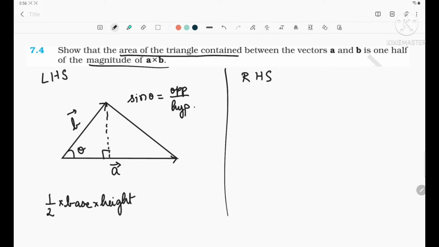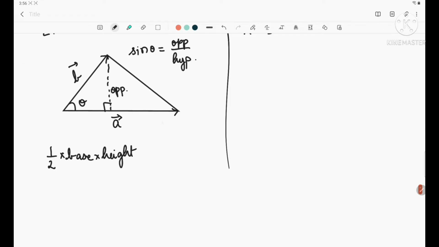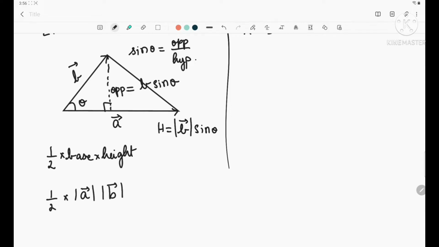So this is the opposite side. In that case, the height, that is the opposite side, h is equal to b into sine theta. Here I can take the modulus of b because I need the length alone. So this opposite side is equal to b sine theta. And half into, what is the base? The base is the modulus of a, into the height. What is the height? b into sine theta. So this is the area of the triangle.